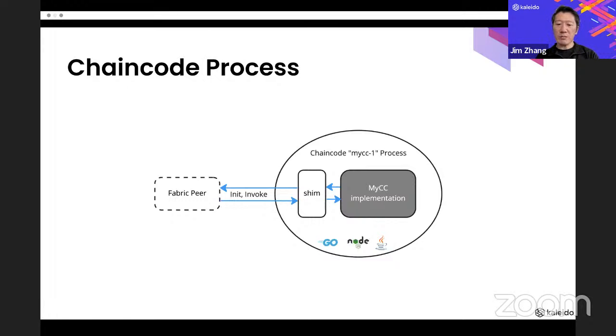And your implementation can be done in any of these languages, either Golang or Node.js and Java. So unlike many other blockchain designs where smart contract has to be written in a more constrained DSL, domain-specific language, Fabric Chaincode can be written in the native language, meaning it's a full language, so you have full access to the whole language feature.